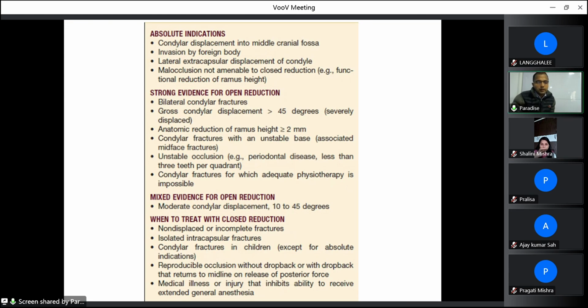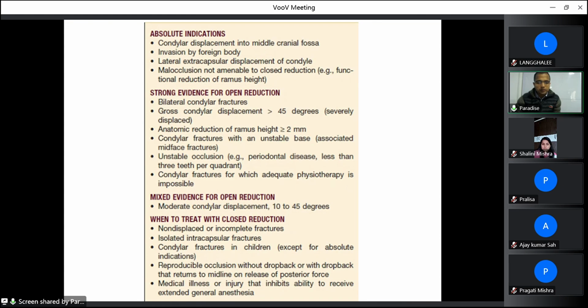Condylar fracture in children: except for absolute indication, whenever there is a condylar fracture in a child, you have to do non-surgical treatment. Surgery is not indicated in a pediatric patient, except for the 4 absolute indications. If any one of them is present, then you have to treat surgically. Otherwise, in almost all cases, pediatric condylar fracture is treated non-surgically. Surgery is not indicated. This question has been asked many times in the exam. Pediatric condylar fracture is always treated non-surgically.